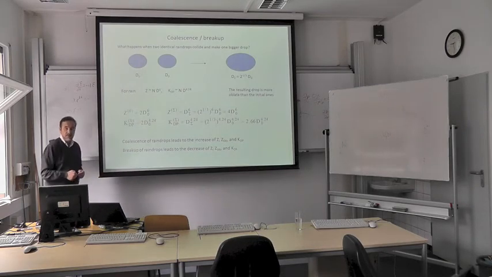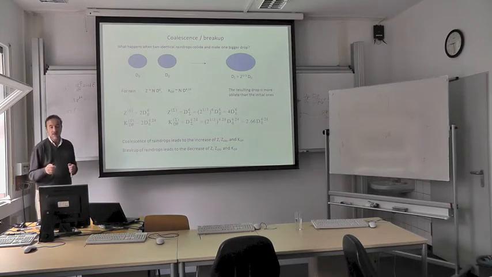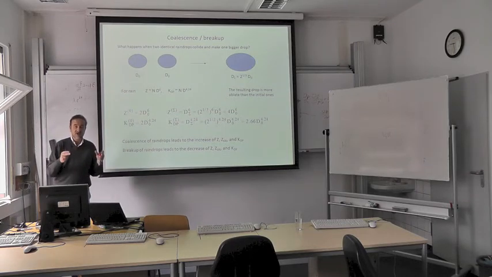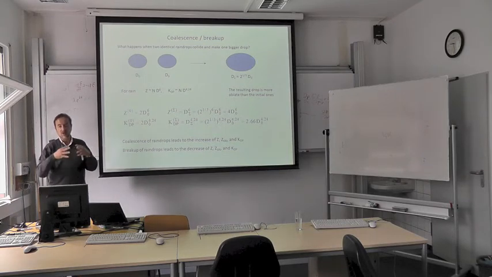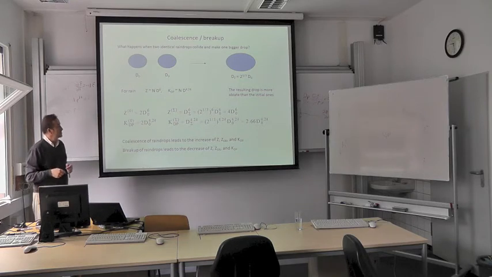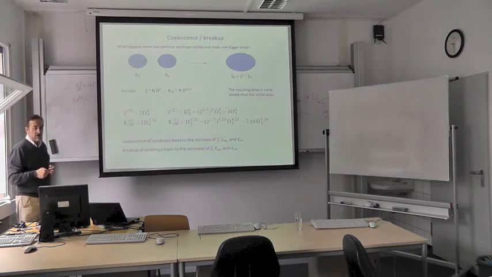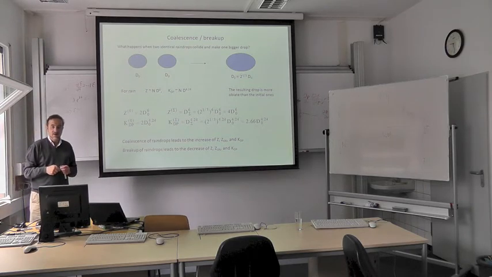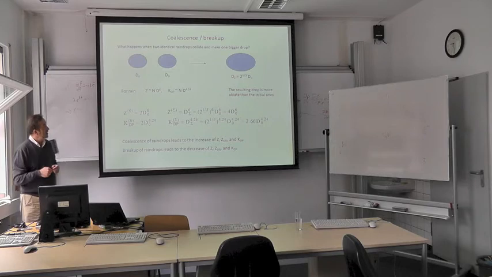Coalescence and breakup. You know that in warm rain, most of the big particles in rain are formed by a coalescence process, by collisions between smaller particles. One of the big raindrops suddenly starts colliding with smaller drops and grows by coalescence. So how does coalescence affect the major radar variables?